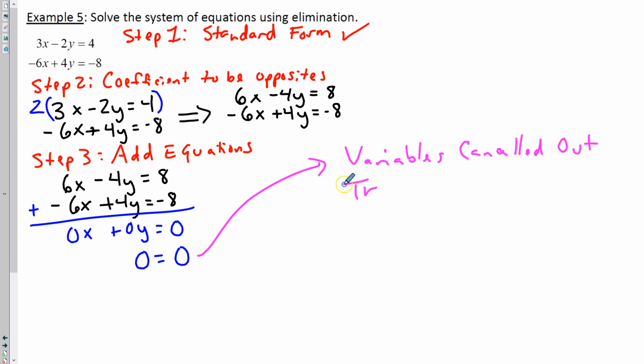But we were left with a true equality, right? 0 does in fact equal 0 here. So this isn't the no solution case. The no solution case was when it's false, right? I get two things that aren't actually equal. Here, I got that it was true, right? These two things are equal. And what that's indicating to me is that this is the infinite number of solutions case.